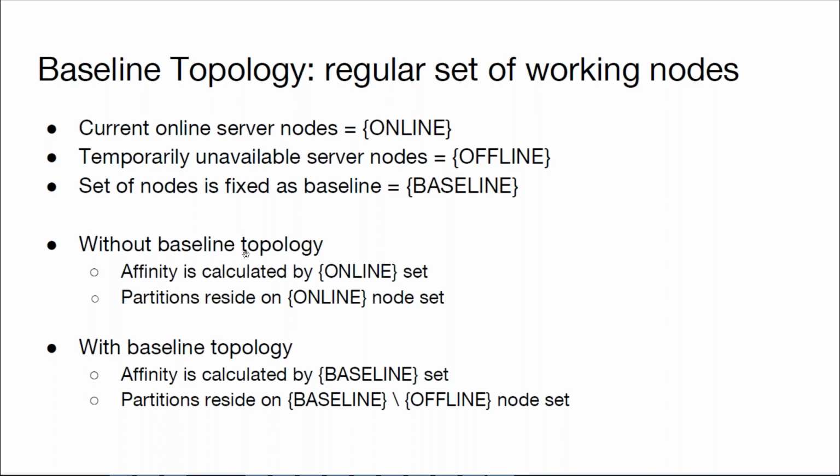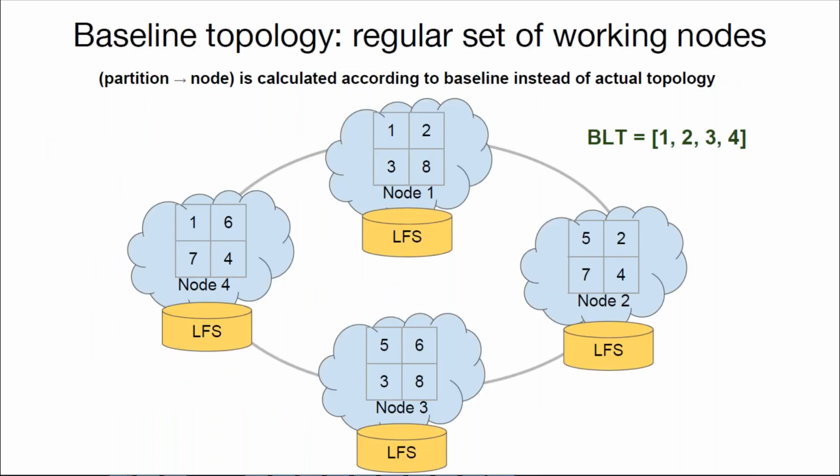So without baseline topology, what's the difference? Without baseline topology, affinity is calculated by the online set, and that means that partitions, affinity includes a function that maps partition to actual node, will reside only on the online node set. But with baseline topology, affinity is calculated by the baseline set, and partitions will reside on baseline subtract offline node set. What does it mean? That if any nodes are added to the topology or removed, there will be no rebalancing unless we manually change the baseline.